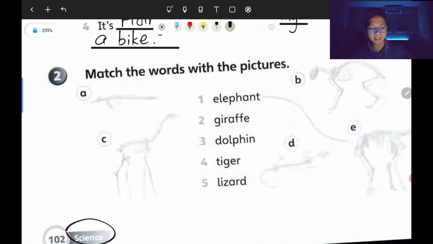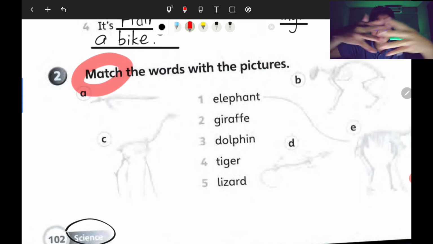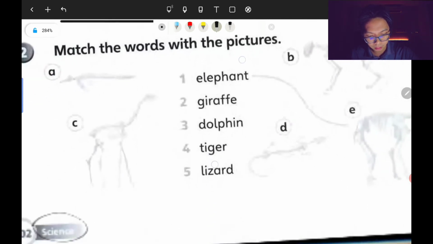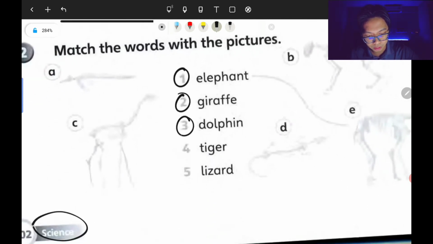Next one, activity 2. You have to match the words with the pictures. Match. Do you still remember this word? Match. Kamu kasih padankan. Mana satu yang ngam? Words with the picture. Okay. So what are the words? Apakah perkataan yang diberi? So here we have 5 words.